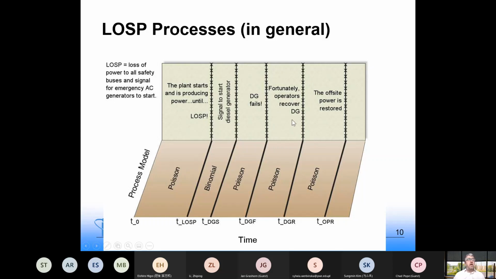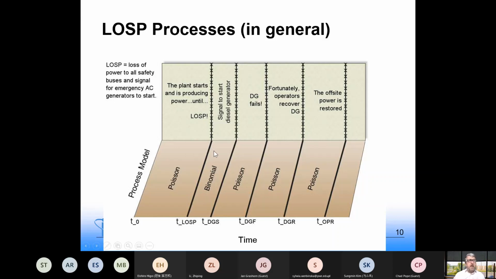The operator recovering the diesel, that might be, again, a model over time, and again, a Poisson model may be the preferred model there. And then offsite power restoration. Poisson might be a good model. But again, for some of these other more complicated processes like offsite power recovery, you may get more complicated models. You might use an exponential model or a log normal model simply because if you collect data, it looks like it's more of a log normally driven process, for example.